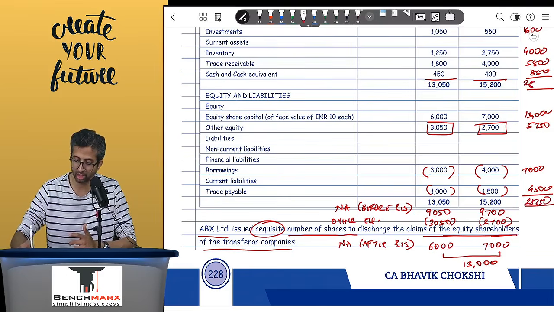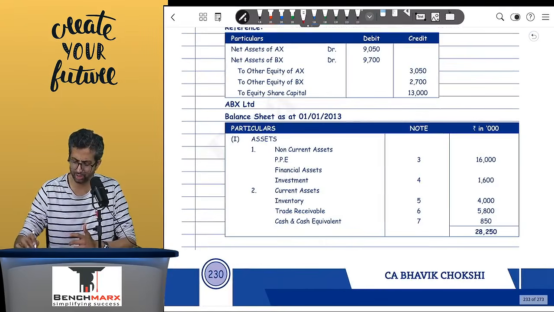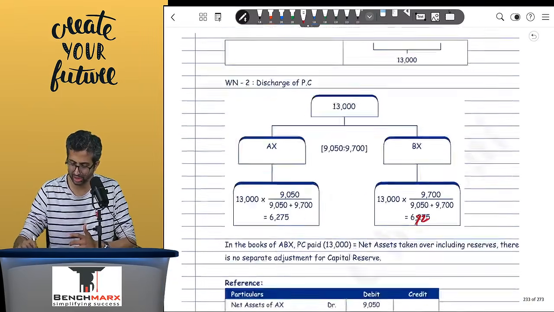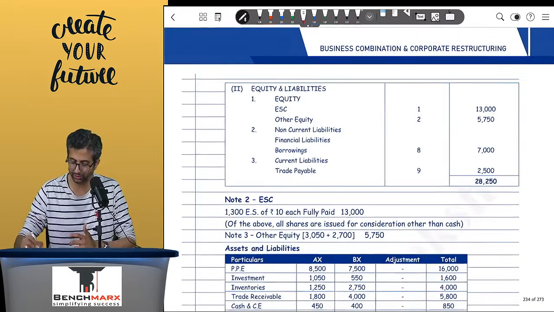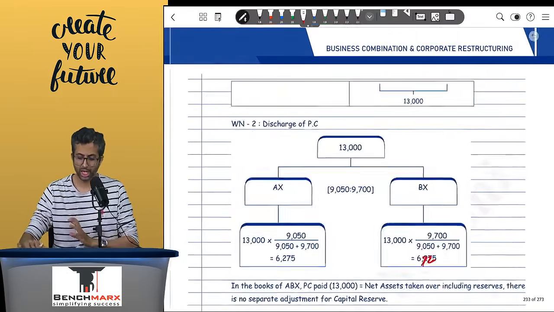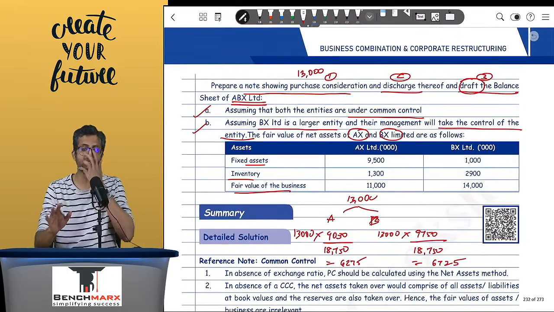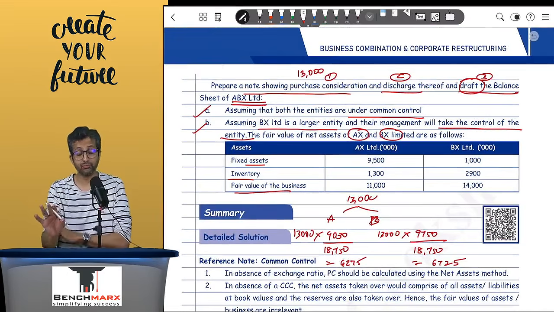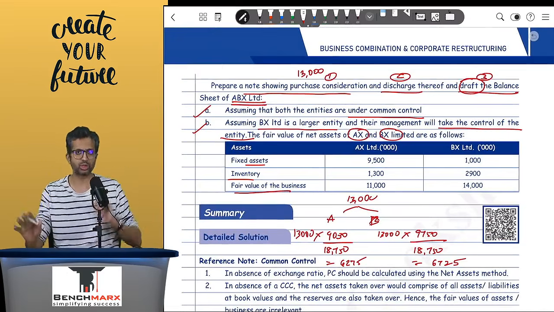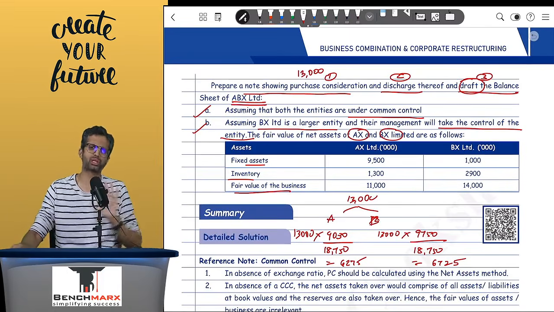I think a similar working can be given in the printed solution. So if you refer, this will give you your balance sheet at 28,250. Okay, so that is part A. Now part B honestly can be solved in one of two ways. We will solve it and discuss it the way the institute has done it, and then you do a slightly simpler discussion as well.